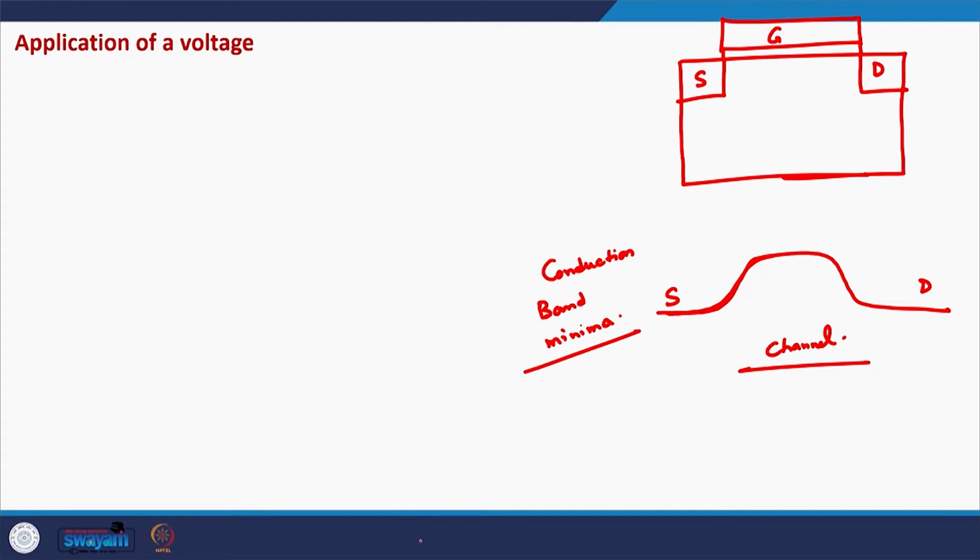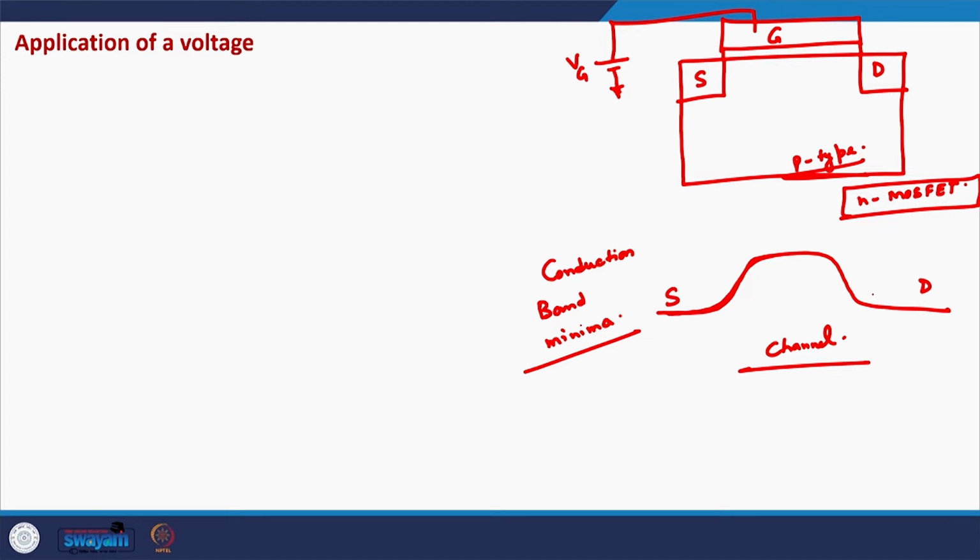Now, if we apply a gate voltage, let us say that we are connecting a battery to the gate terminal. If we apply a positive voltage on the gate terminal, and let us say we are talking about an N-type MOSFET. Generally when it is not specified what kind of MOSFET we are talking about, it is in most cases an N MOSFET, which means that the substrate material is P-type and the channel is an N-type channel.